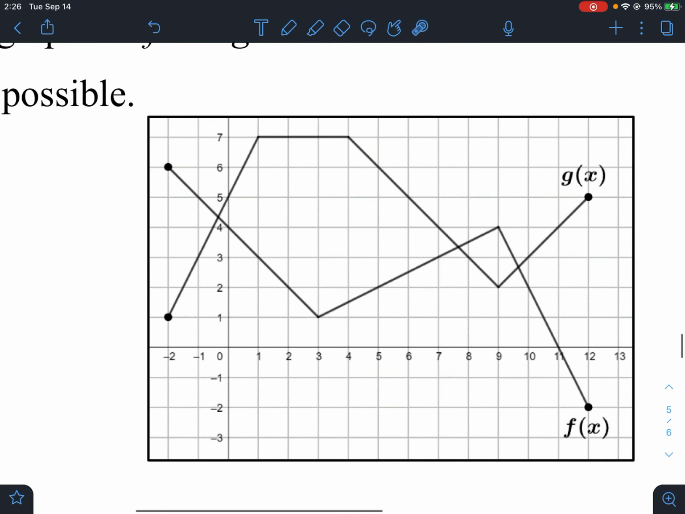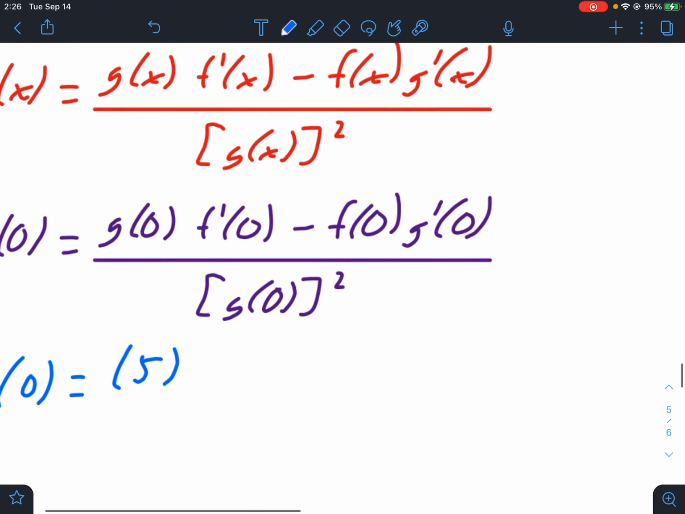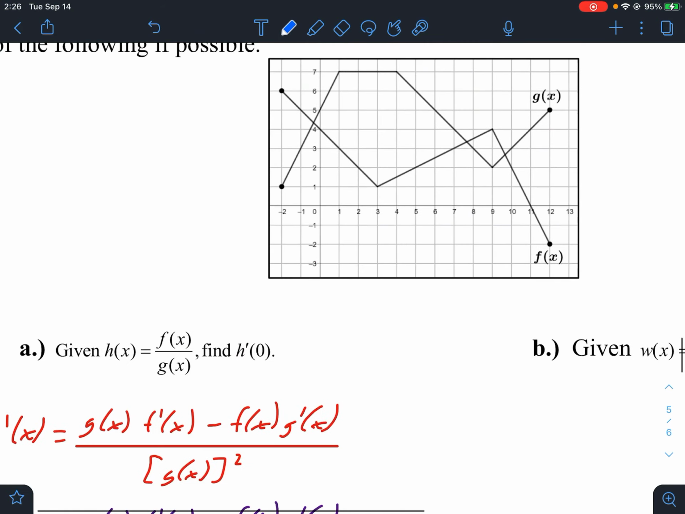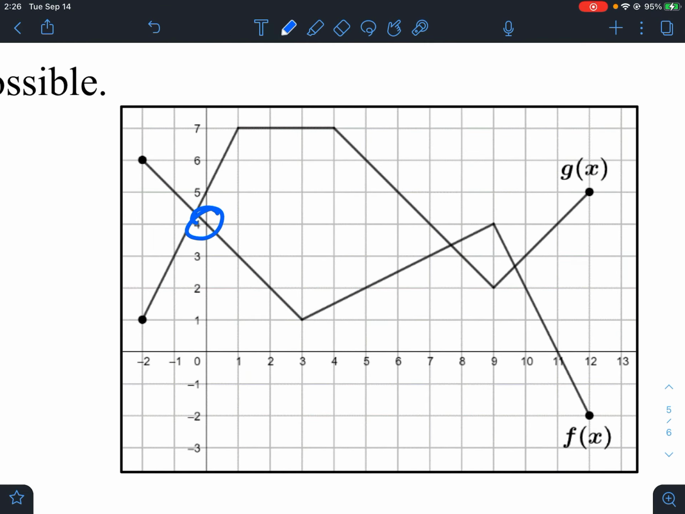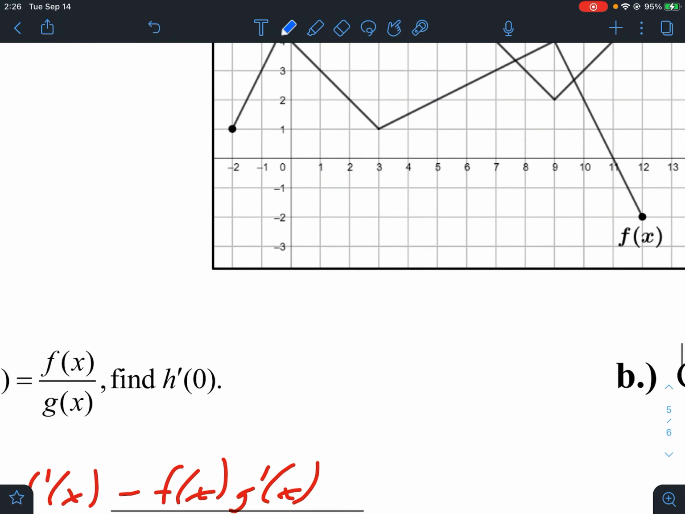F prime of 0. This is f. F prime of 0 would be the slope of the line at 0. So the slope of this line, you can see it's going down one, right one, down one, right one, down one, right one. Or you can use the slope formula, but either way, the slope would be -1. So f prime of 0 is -1. Minus f of 0, so the point of f at 0, which is 4.